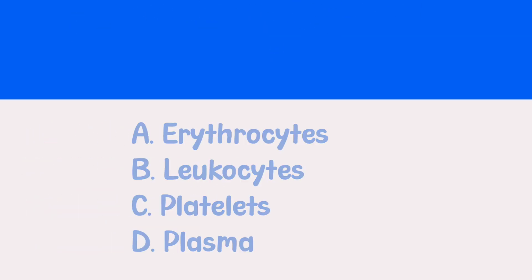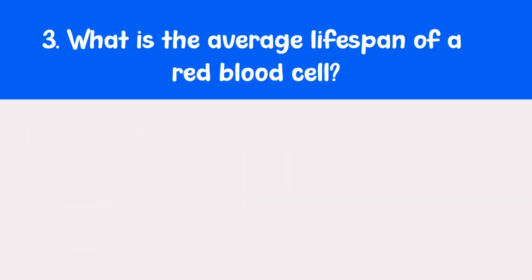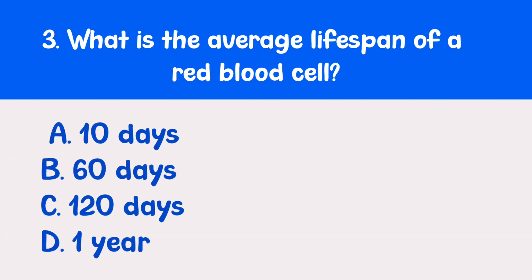Question number 3. What is the average lifespan of a red blood cell? A. 10 days, B. 60 days, C. 120 days, and D. 1 year. Our answer should be C. 120 days. Red blood cells typically live about 120 days before being removed by the spleen and the liver.